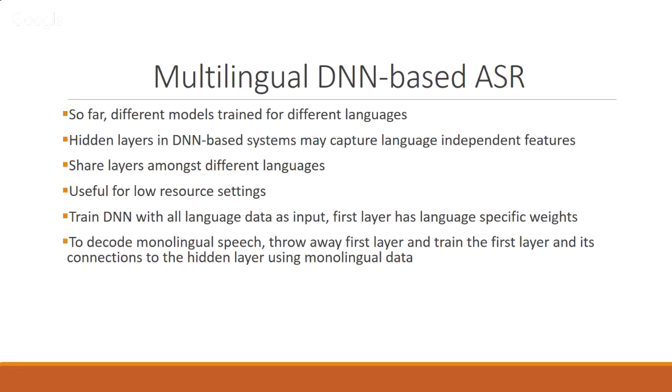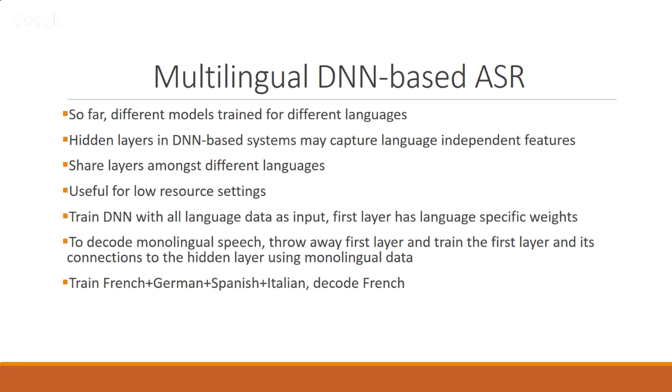And to decode one specific language's speech, you basically throw away the first layer and you train the first layer and the connections using that language's speech only. And that way you can actually use that network to decode that particular language's speech.